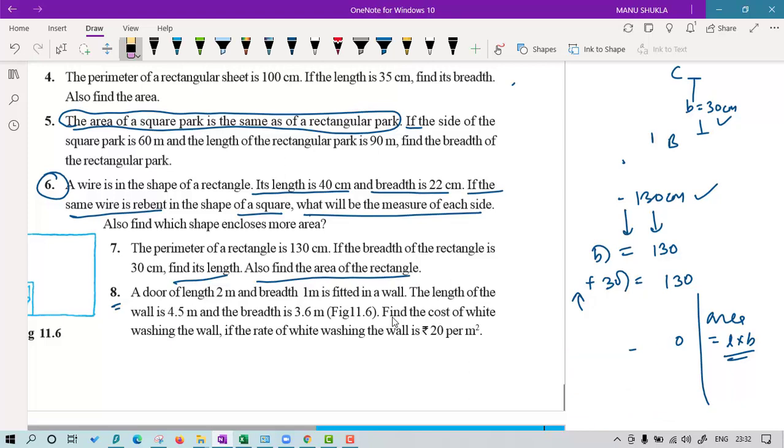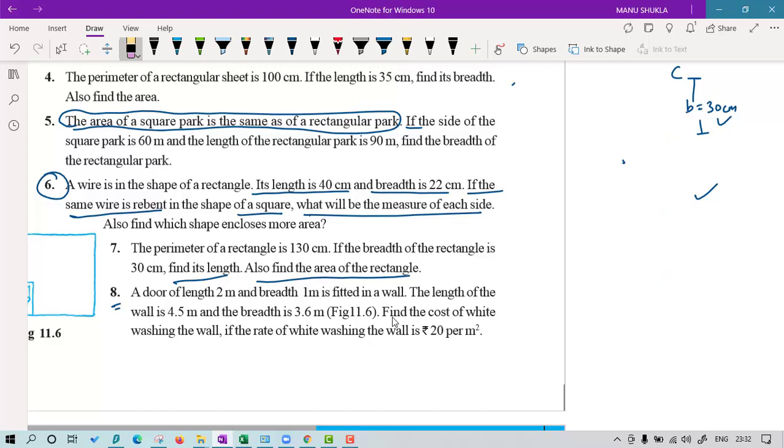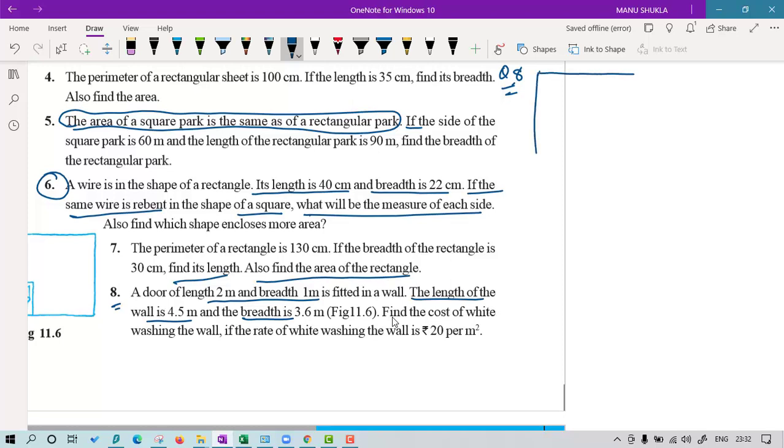If we go step by step with the diagram, these questions are very easy. Question number 8. A door of length 2 meter and breadth 1 meter is fitted in a wall. So we have a wall, and let's first read what is the shape of the wall, because the door is a rectangle for sure. The length of the wall is 4.5 and breadth is 3.6. That means it is also a rectangle because length and breadth are different. If length and breadth were the same, it would have been a square. So this is the wall in which length is given to you.